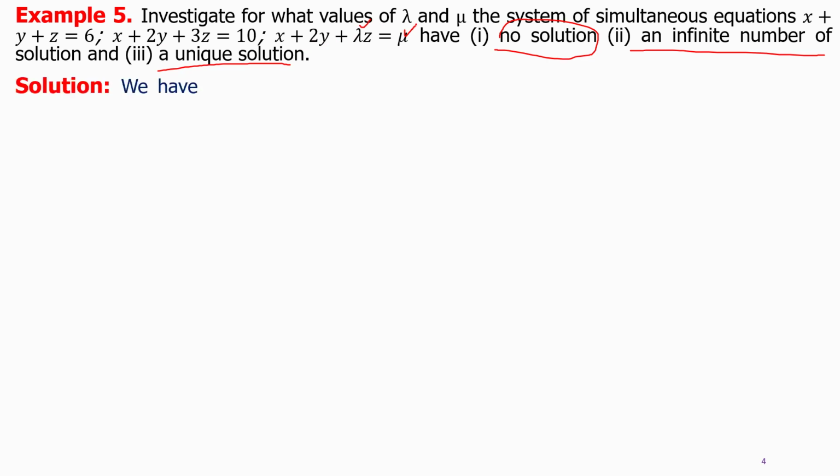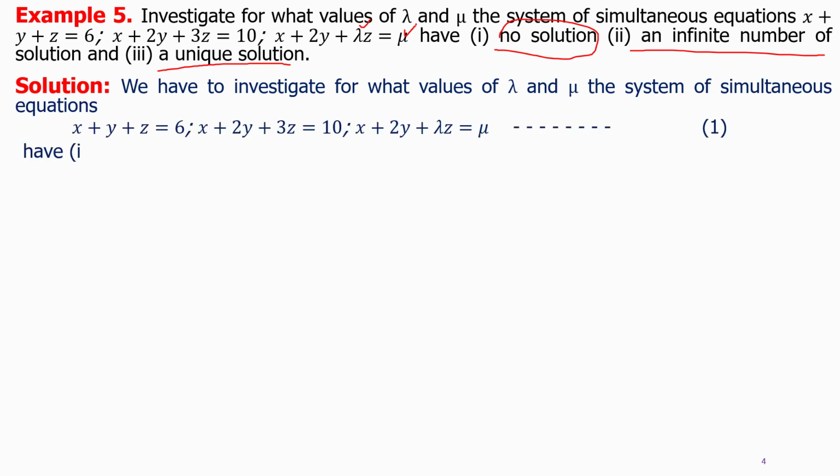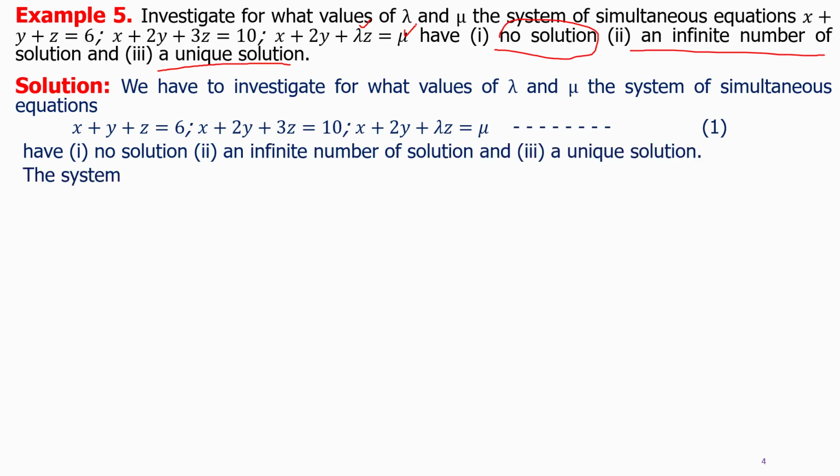So let us start to solve the question. We have to investigate for what values of lambda and mu the system of simultaneous equations x plus y plus z equal to 6, x plus 2y plus 3z equal to 10, x plus 2y plus lambda z equal to mu have no solution, an infinite number of solutions, and a unique solution. The system of simultaneous equations can be written in the matrix form Ax is equal to b.